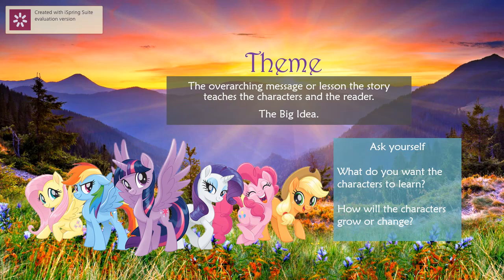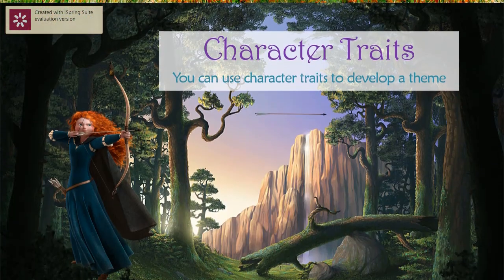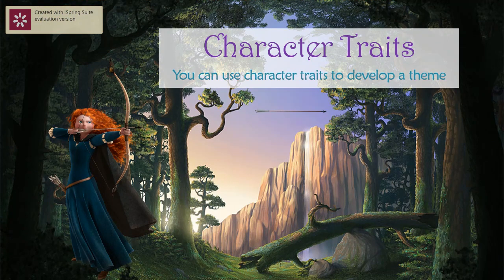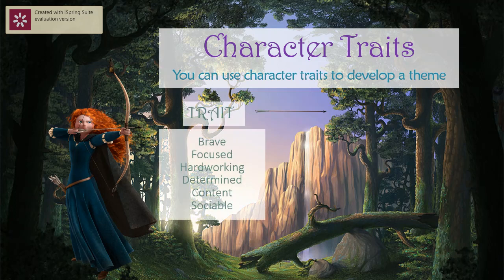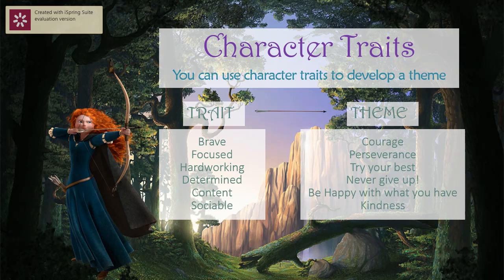Now that we've chosen some themes we want to include, the question becomes, how do we make them clear to the reader? This is where character traits come in. Having your characters possess or develop specific traits is one way to help readers understand the theme of your story. For example, if the main character shows bravery in the story, a theme might be courage. A hard-working character could represent trying your best, while a character that learns contentment could teach the reader the importance of being happy with what you have.